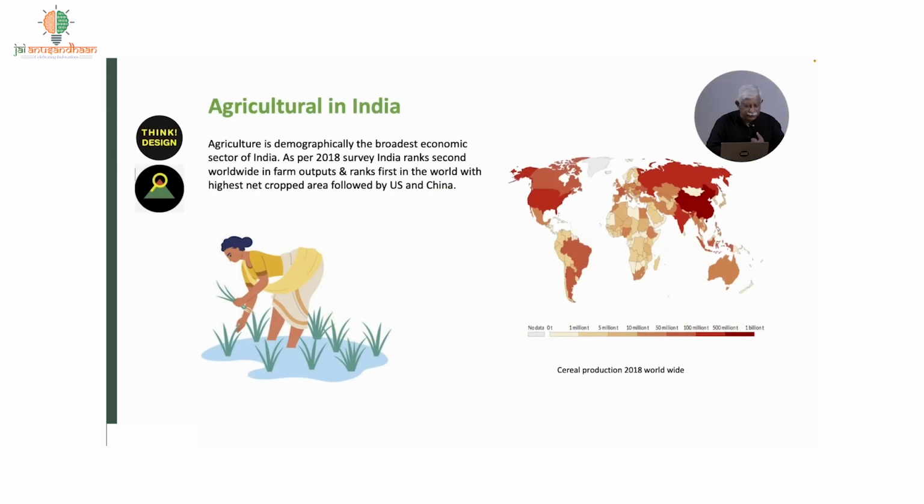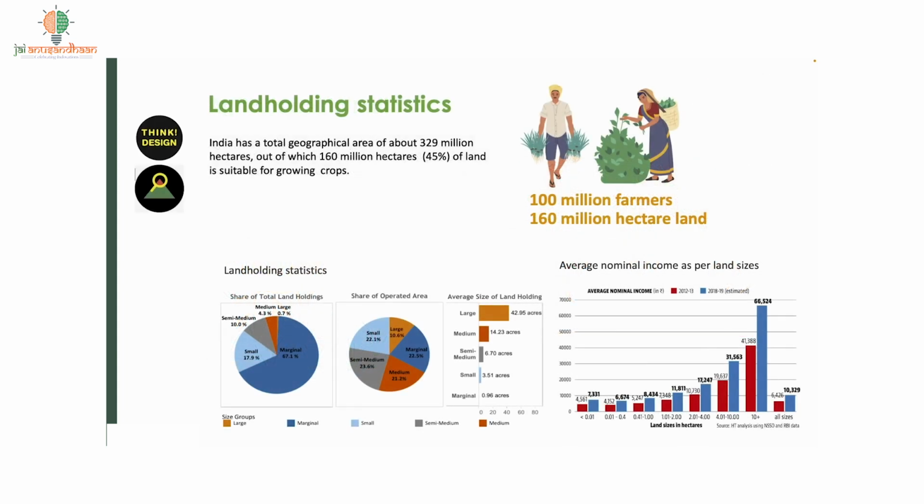So, agriculture in India, right? It's demographically the broadest economic sector in the country. According to the 2018 survey, it ranks second worldwide in farm outputs and ranks first in the world with highest crop area, followed by US and China. That means we have the largest area for agriculture in the world. If you look at it, about 329 million hectares, out of which 160 million hectares, almost 45% of the land, is suitable for growing crops, and we have 100 million farmers with 160 million hectare land for agriculture.